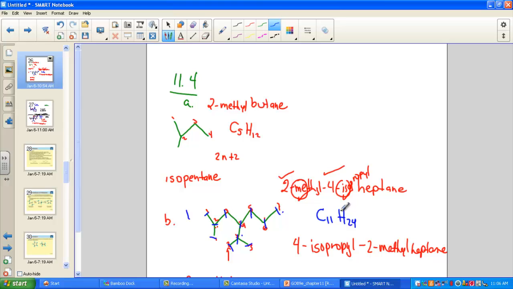I highly recommend spending some time with some example problems even in the back of our chapter. Keep practicing naming IUPAC for the alkanes, and when you feel confident, start up with the next lesson.